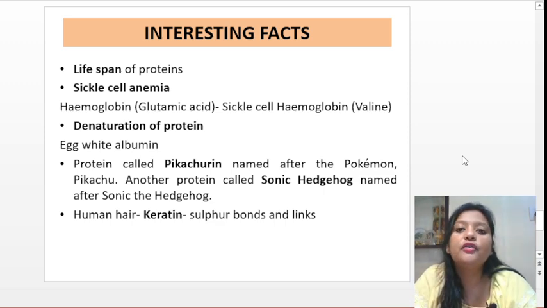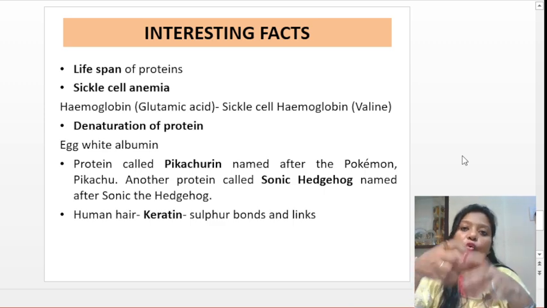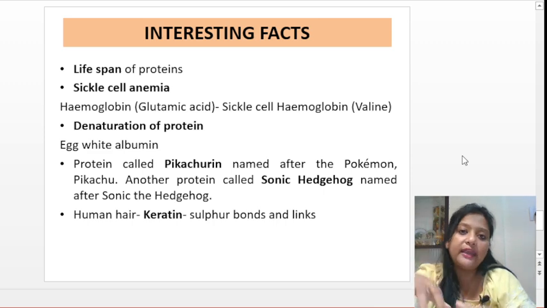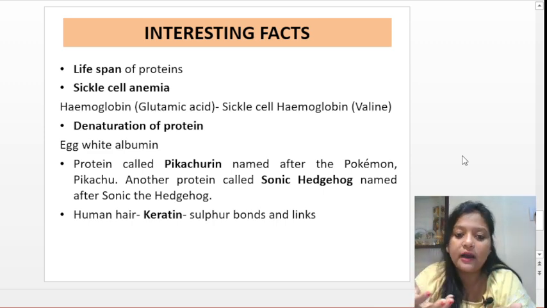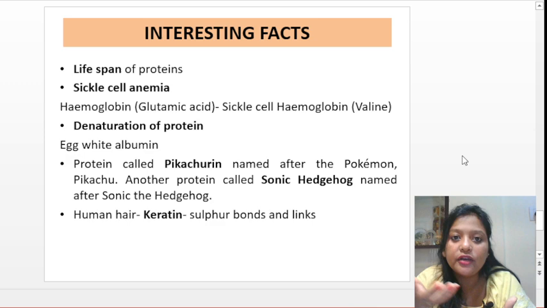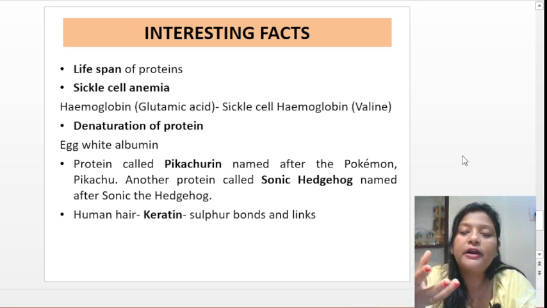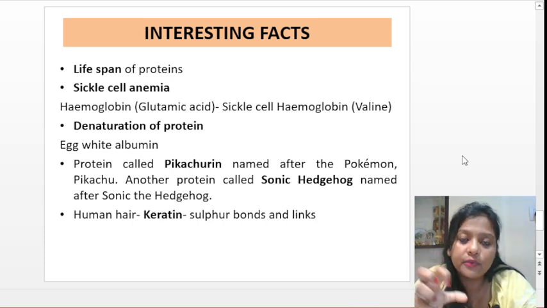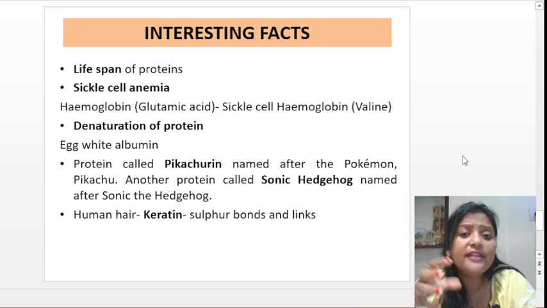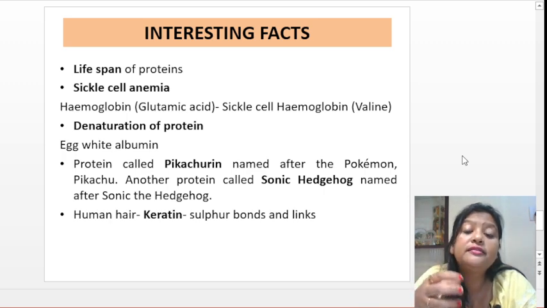You have seen that when we toast or fry the egg, the white part solidifies and precipitates, and you can see the color change. The transparent part changes into a white, or slightly creamy, color. So what is happening here? The protein is denatured. There is a denaturation of protein. The albumin protein is denatured.